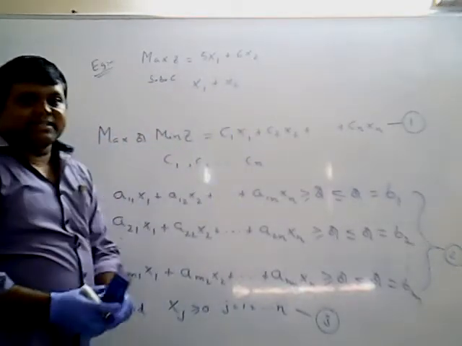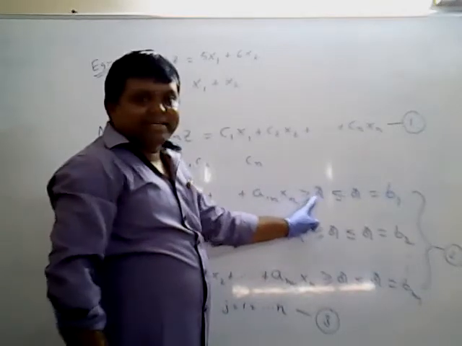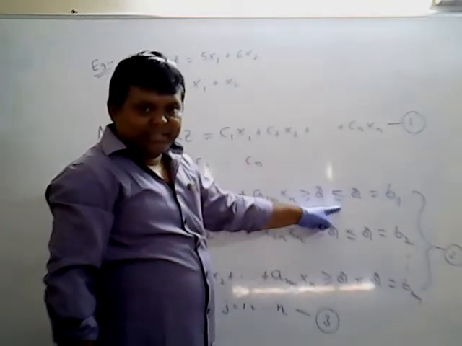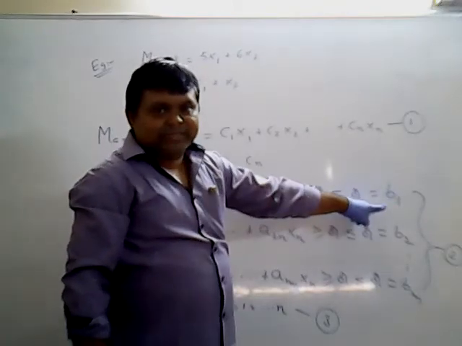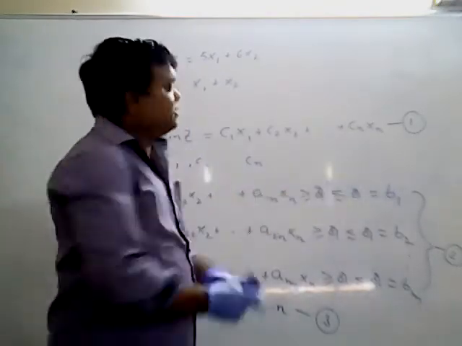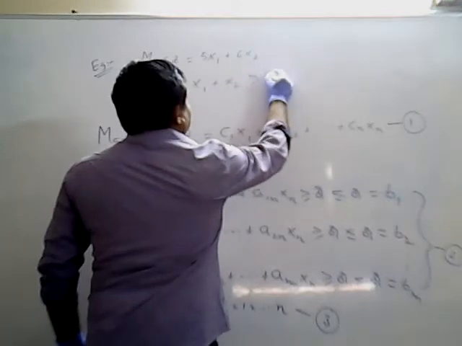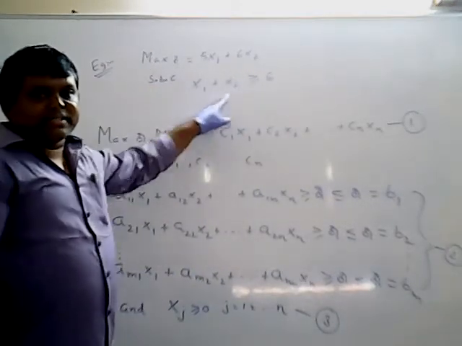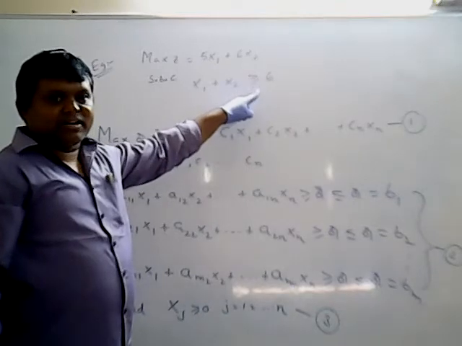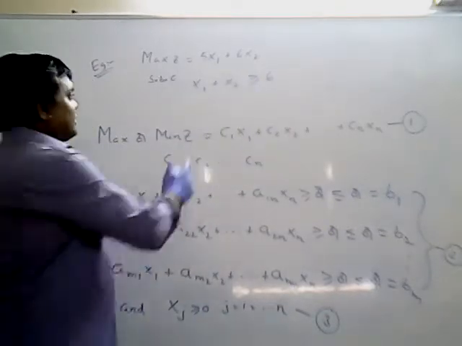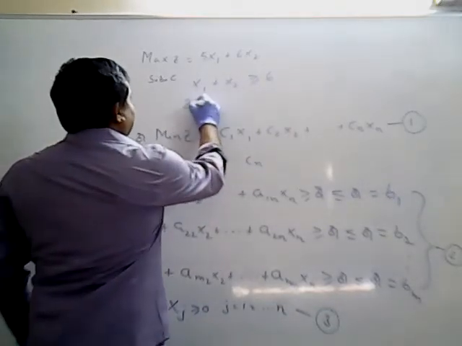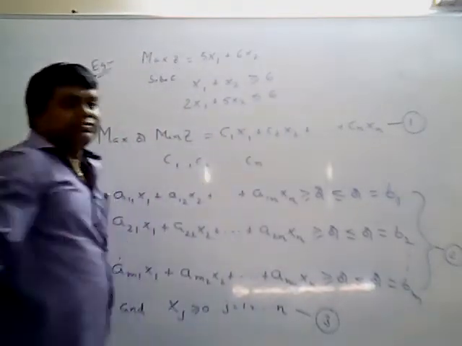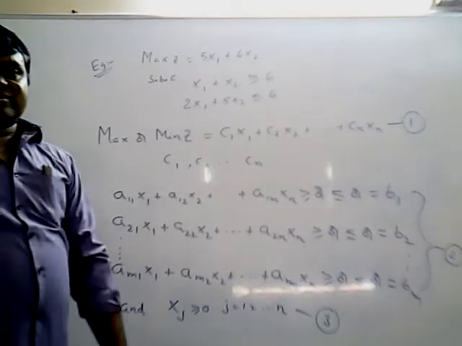The constraint may be either inequalities or equalities. It may be in the form of greater than equal to, less than equal to, or equal to. You can write any. So I will take x1 plus x2 greater than equal to 6. It is a constraint because a constraint may be in the form of inequalities or equalities. Second constraint, I will take 2x1 plus 5x2 less than or equal to 6.